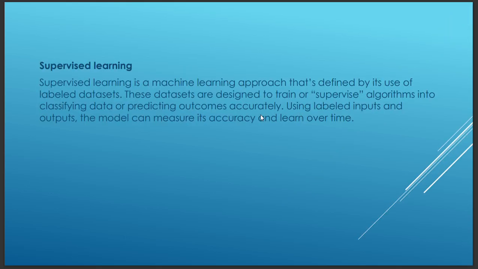Supervised learning. What is supervised learning? Supervised learning is a machine learning approach that is defined by its use of labeled datasets. These datasets are designed to train, or supervise, algorithms to classify data or predict outcomes accurately. Using labeled inputs and outputs, the model can measure its accuracy and learn over time.